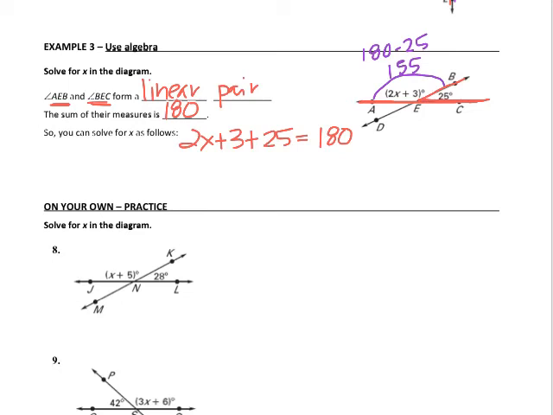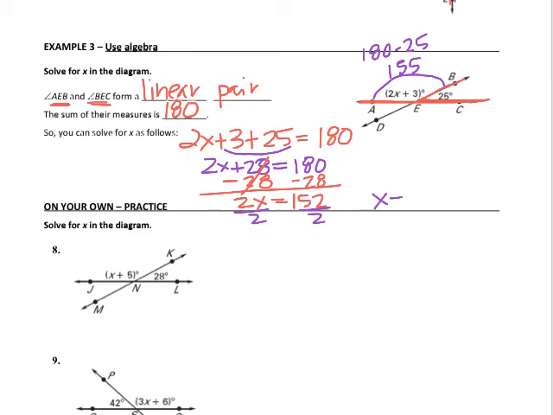Alright, so the next step would just be combining the things that are alike. So 2x plus 28 equals 180. And then I'm going to subtract 28 from both sides. Neither one of these things has an x with it. So now I have 2x equals 152. And then if I divide by 2, here and here, x is going to equal 76. Okay, so just make sure you show your work.